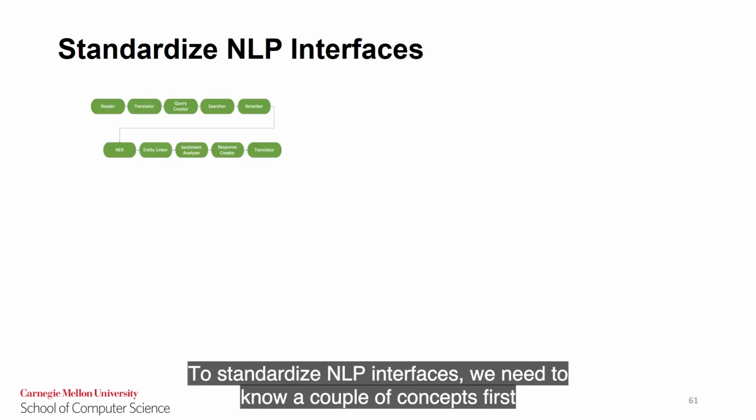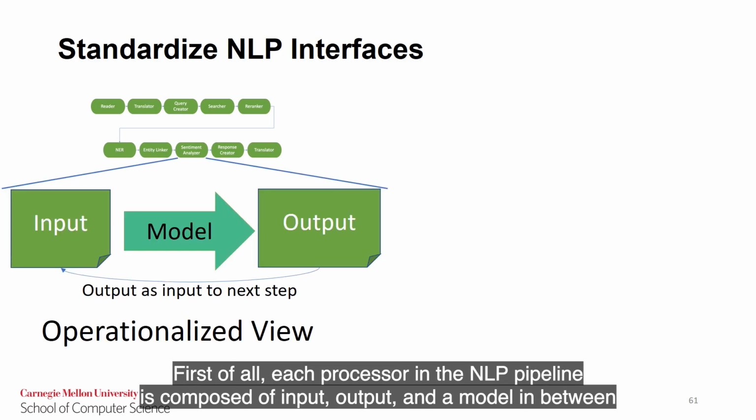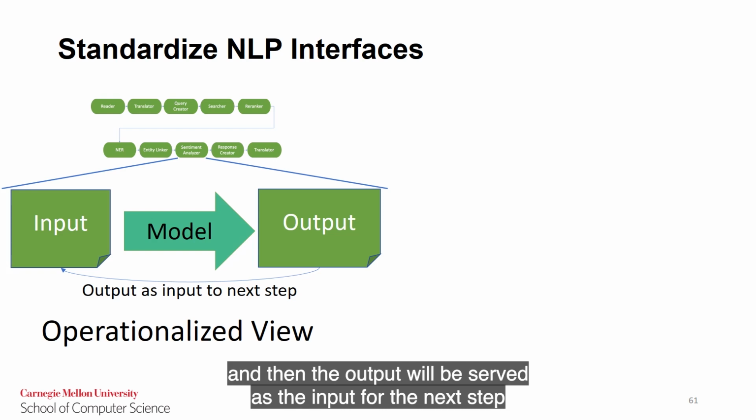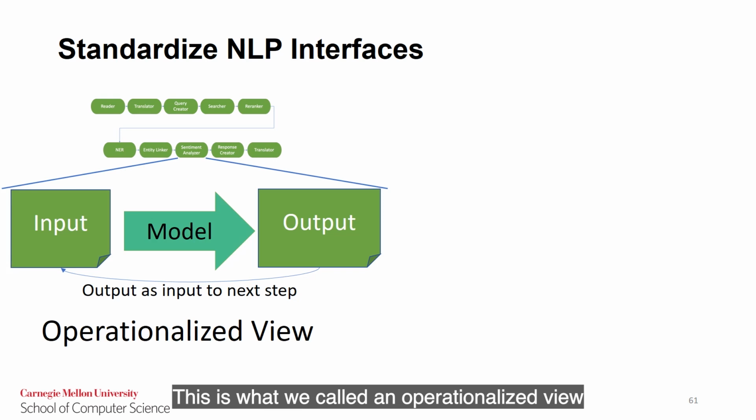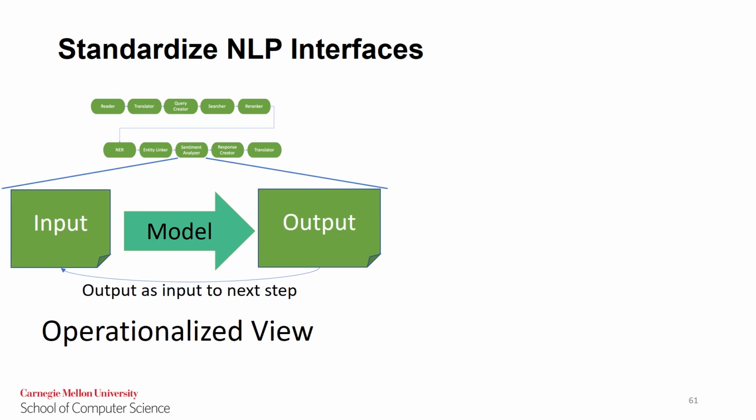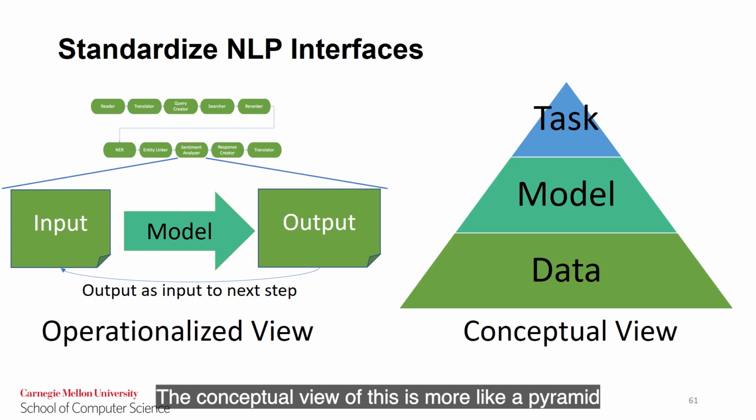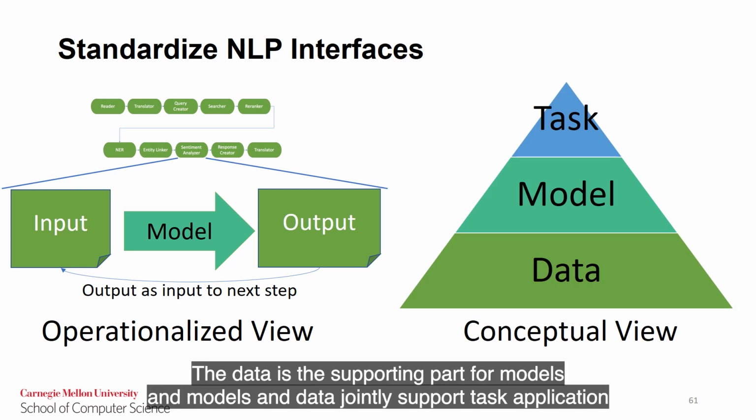To standardize NLP interfaces, we need to know a couple of concepts first. First of all, each processor in the NLP pipeline is composed of an input, an output, and a model in between. And then the output will serve as the input in the next step. This is what we call the operationalized view. The conceptual view of this is more like a pyramid. The data is the supporting part for models, and models and data jointly support the task application.